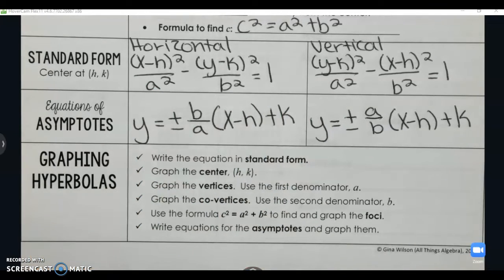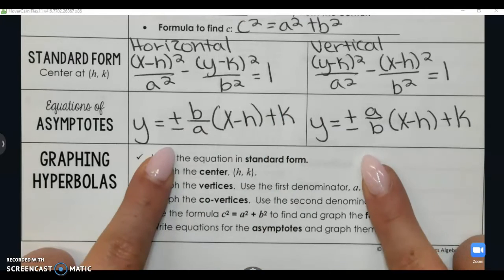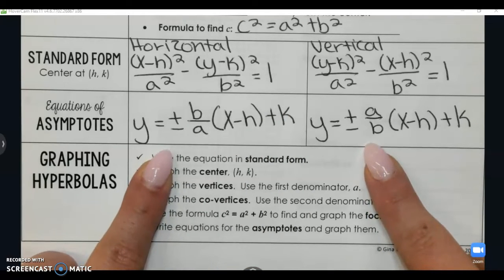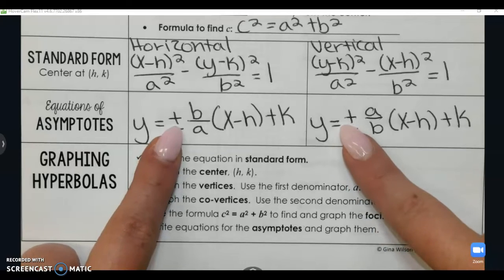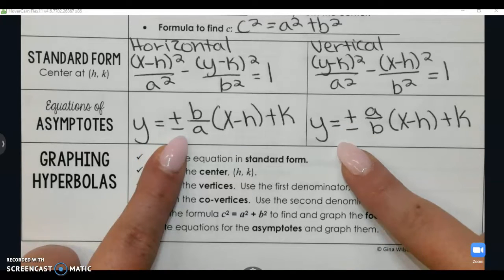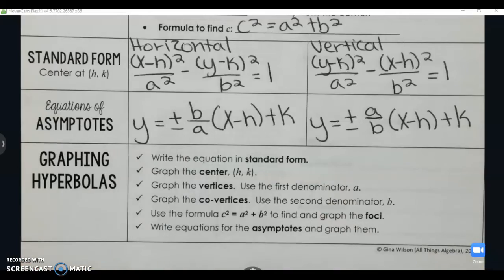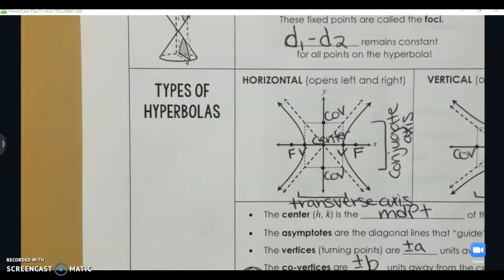And then remember those slant asymptotes, those diagonal lines we talked about? This is how we get the equations of those two asymptotes. So they are two lines, meaning for one of these lines you're going to have the positive slope for this equation, and then the other one you're going to have the negative slope. Okay? So let's graph some hyperbolas.